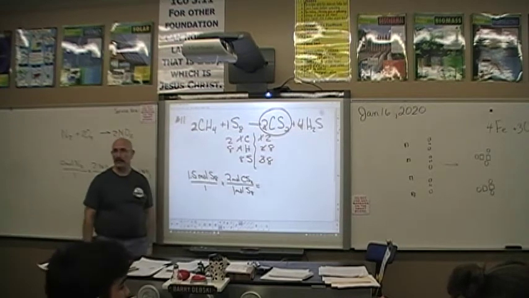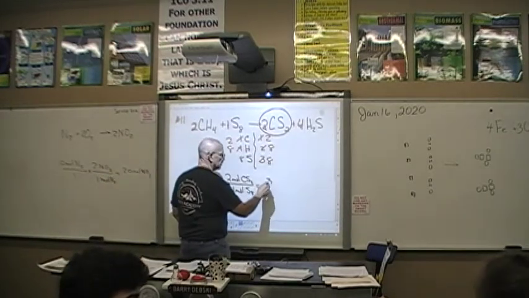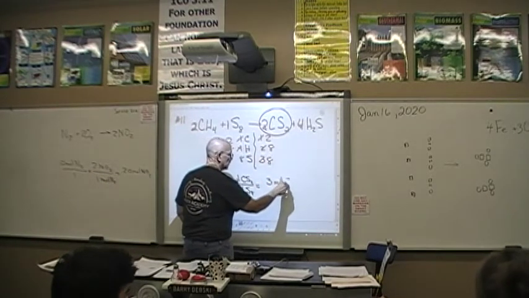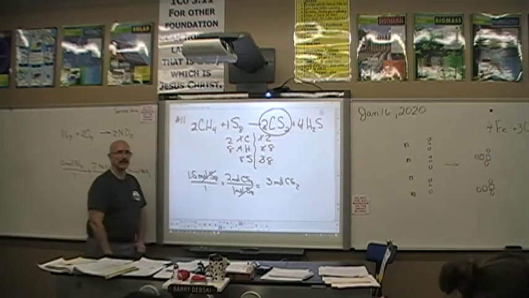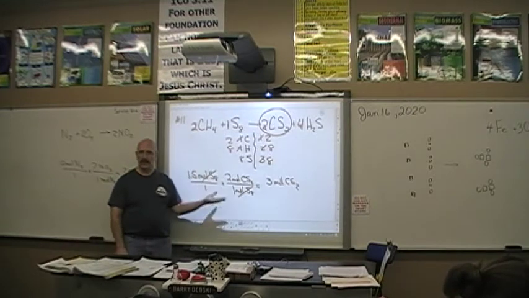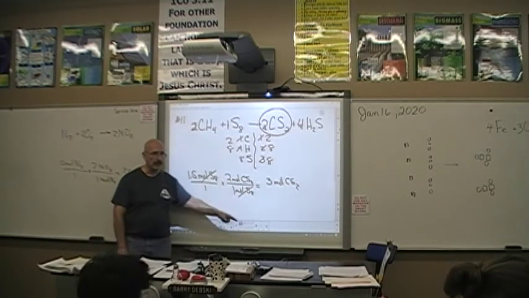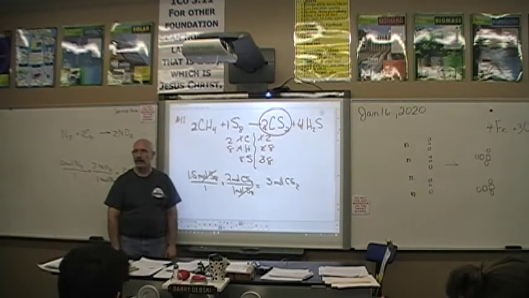Can anybody do that math in your head? 2 times 1.5? 3. Good. So the answer is 3 moles CS2. Ta-da. Cancel out your units, make sure it's right. Make sure you didn't flip this upside down. So here's your double check. Again, when you cancel out your units, it will tell you if your mole ratio is upside down or not.